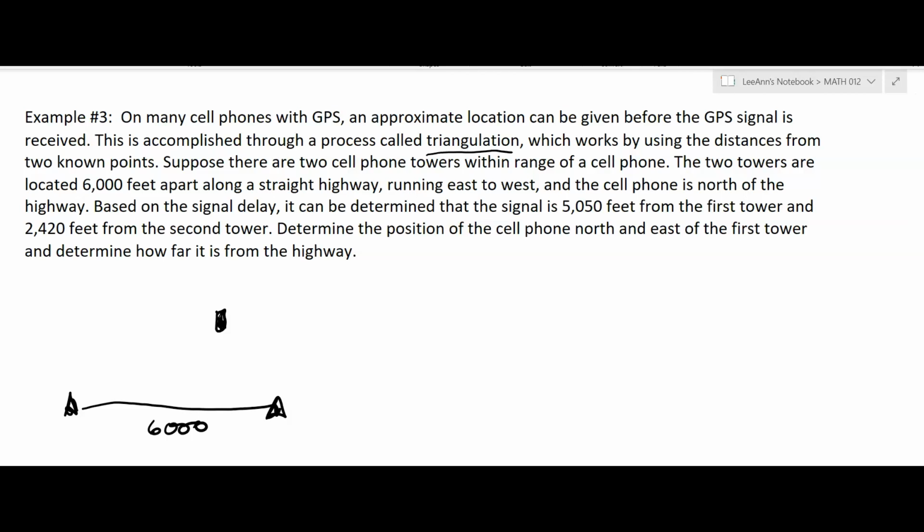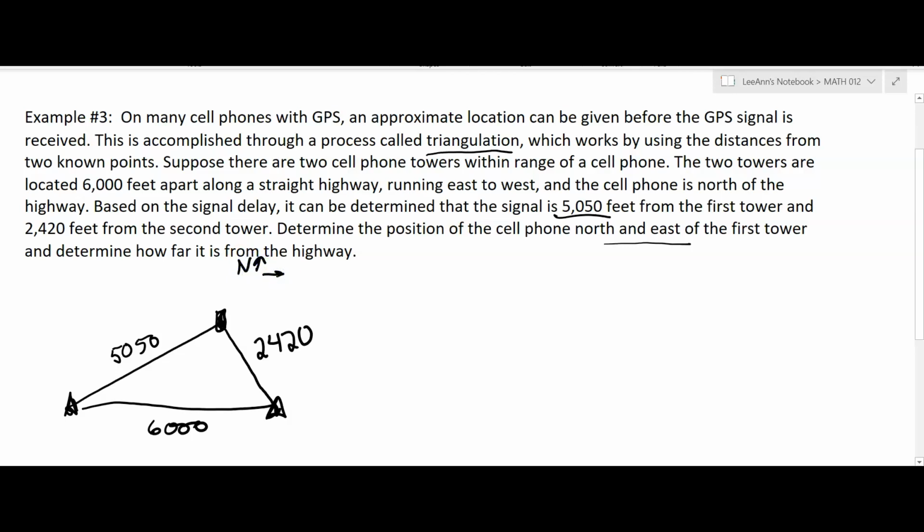Based on the signal delay, it can be determined that the signal is 5,050 feet from the first tower. Okay, so that distance is 5,050. And 2,420 feet from the second tower. Determine the position of the cell phone north and east of the first tower. Okay, so I'm assuming this is north, and then that's east, and so on and so forth.